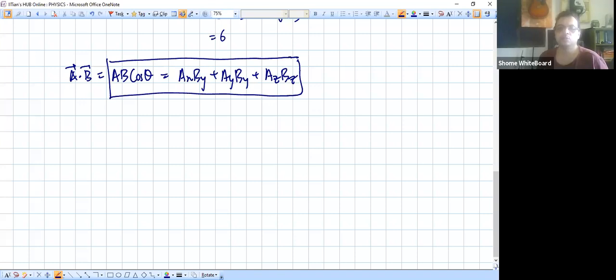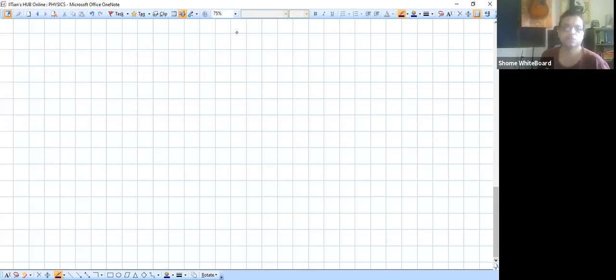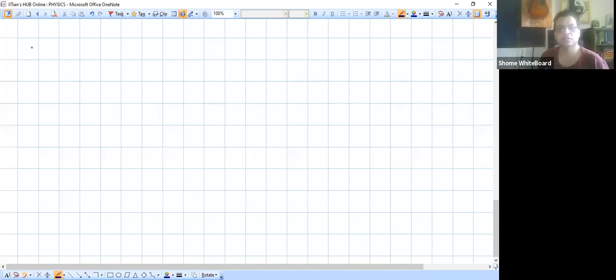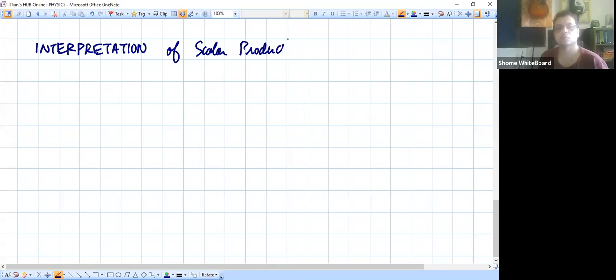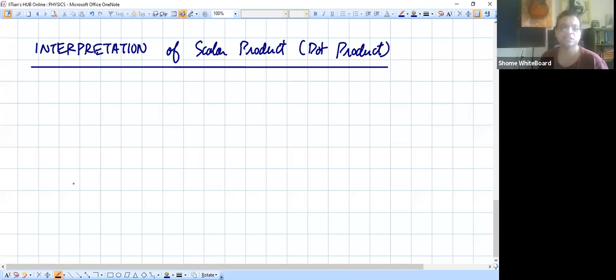Now let's move a little bit ahead today, since we have understood all these things, and look at the next thing: interpretation of scalar product or dot product. We have understood the definition and we have understood the formula for calculating it by component method, but what is the meaning? What exactly does the dot product give us? Let's try to understand that. So that is called the interpretation of dot product.